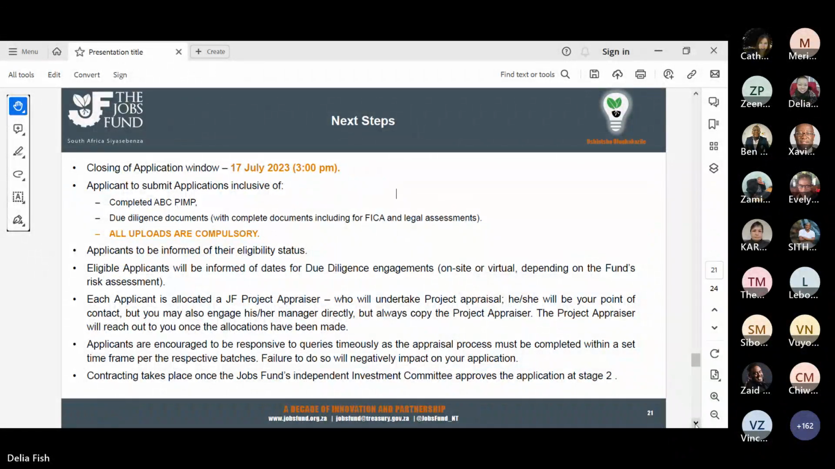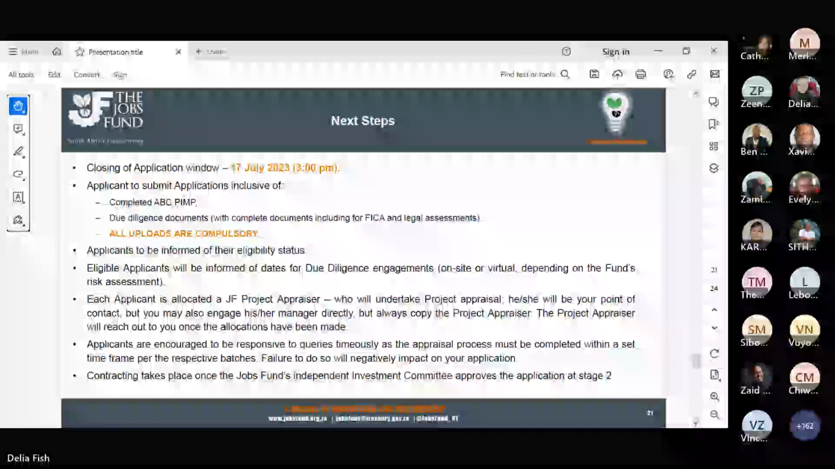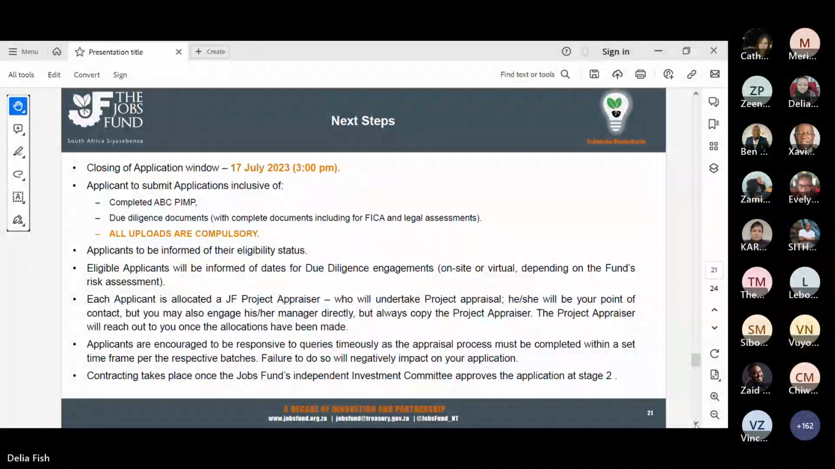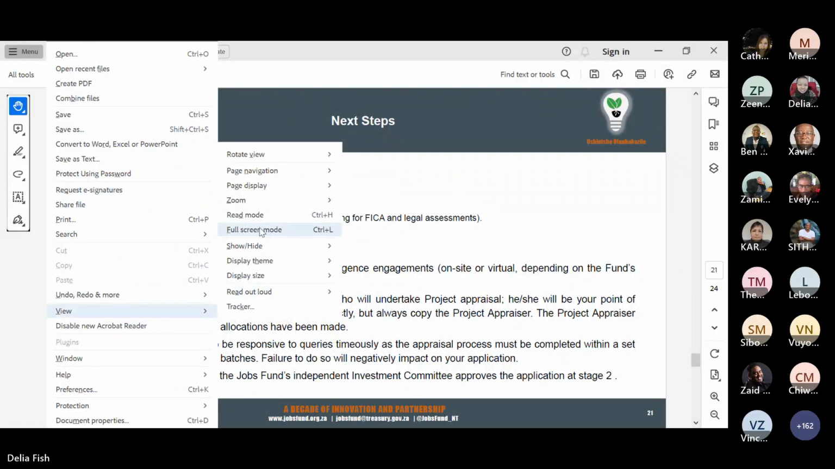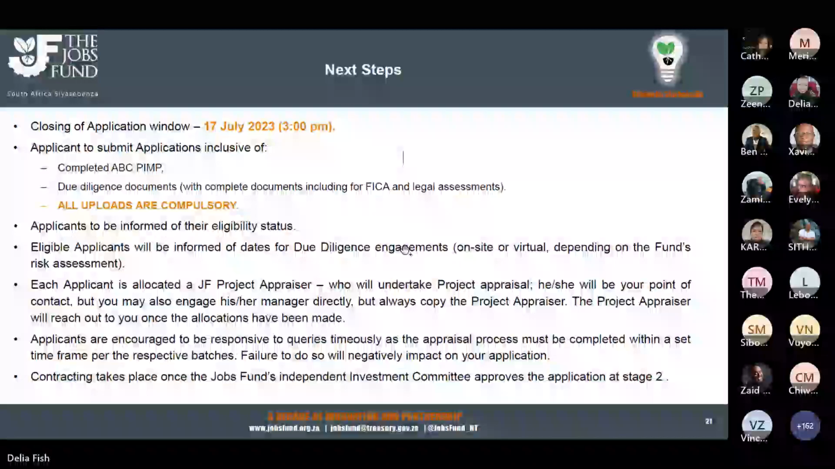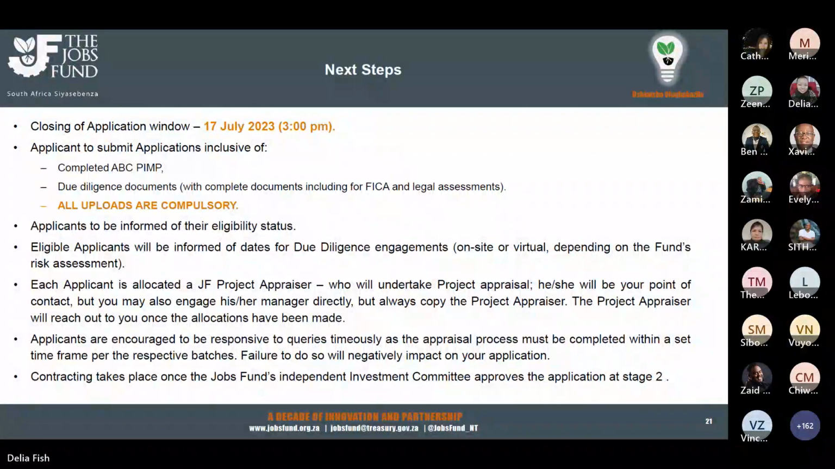The first thing really is the closing date. That date is cast in stone, right? And the timeline is exactly 3 p.m. As you know, we open for applications and we close on the deadline date. Once we close at 3 p.m., that's it. Whoever is in the game at that time is in the game. If you're not in the game at that time, you're not in the game.